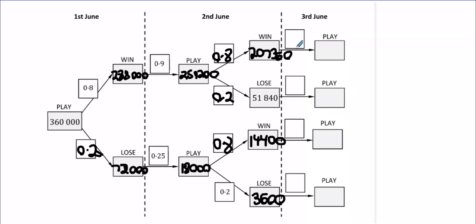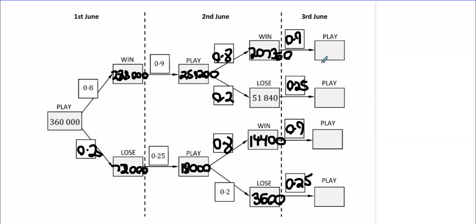And then on the last day, we're finding out how many people played. Well, if I won the previous day, that means 90% of us will play it again. If I lost the previous day, that means only 25% of the losers will play. I won the previous day, 90% of us will play the next day. Lost the previous day, only 0.25 will play today.